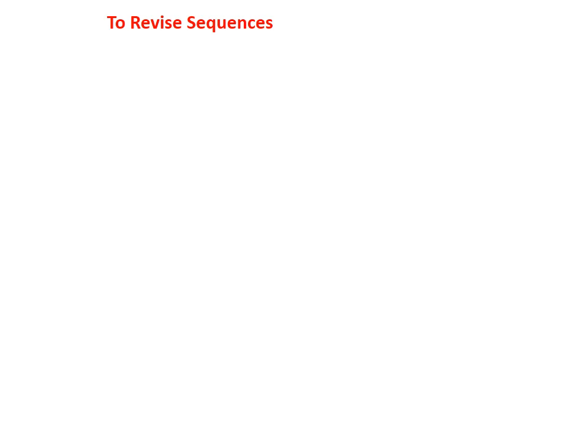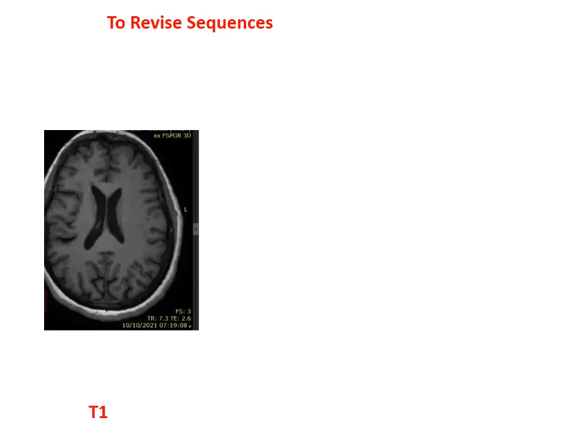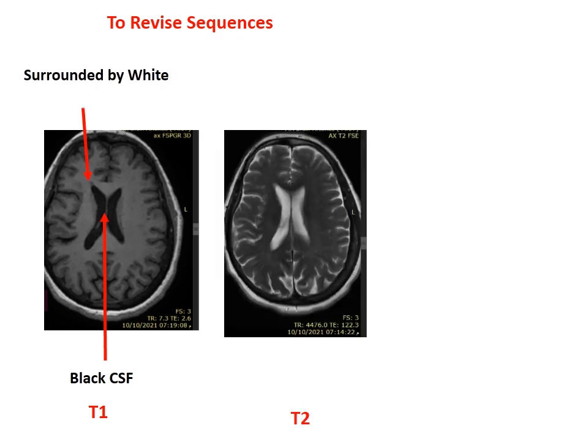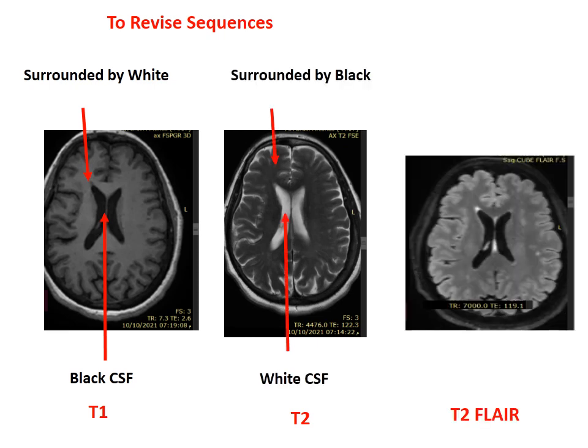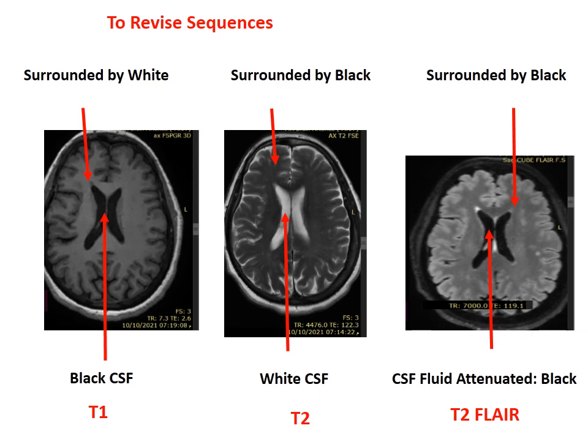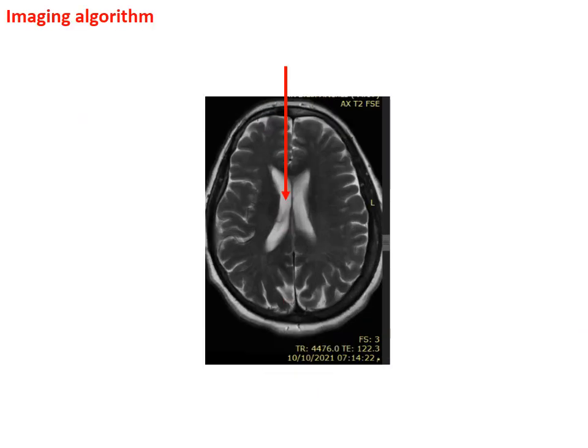The T2 FLAIR. To revise the sequences again, in T1, you can find that the black CSF is surrounded by white. In T2, the white CSF is surrounded by black. The T2 FLAIR is a T2, but the fluid is attenuated, hence the name FLAIR, fluid attenuated. So the CSF will be black, and the white matter will be black too. So if I give you a moment for the three pictures: in T1, black surrounded by white; in T2, white surrounded by black; and in T2 FLAIR, black surrounded by black.